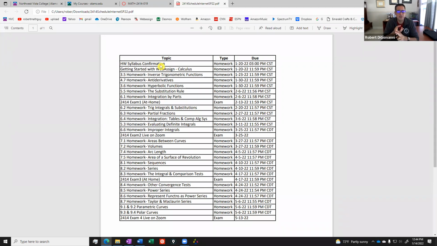And then the other one is just to get you familiar with the homework system. And after that, it shows here 3.5, that means chapter 3, section 5, chapter 4, section 7, chapter 3, section 6. And we're just going to follow these and notice the due dates. Please pay attention to these due dates.